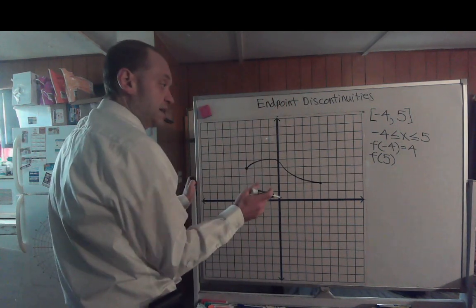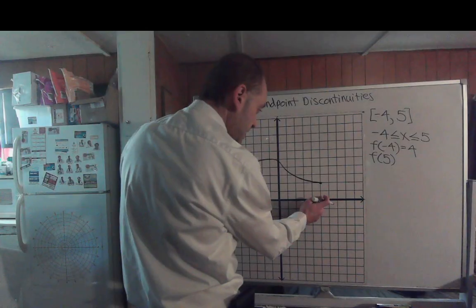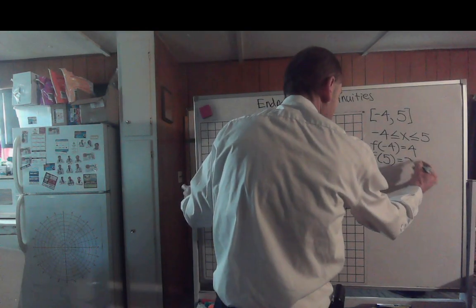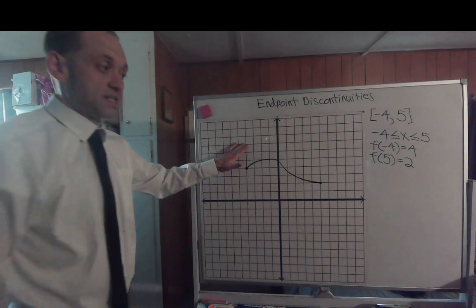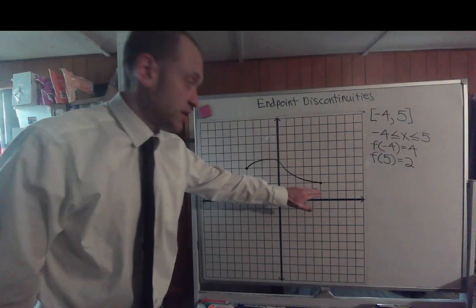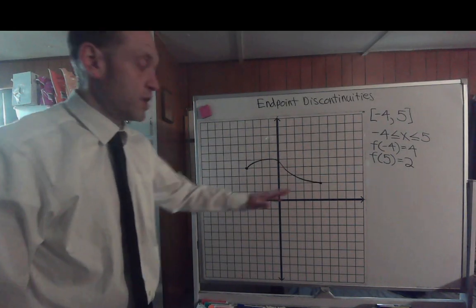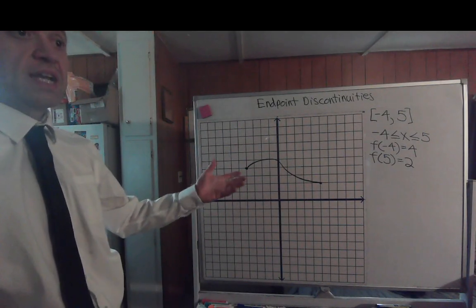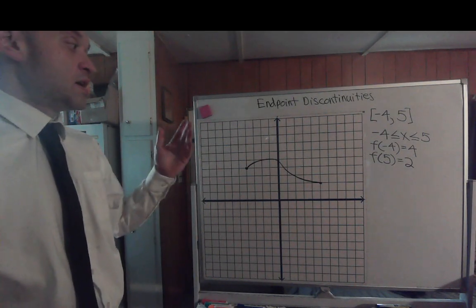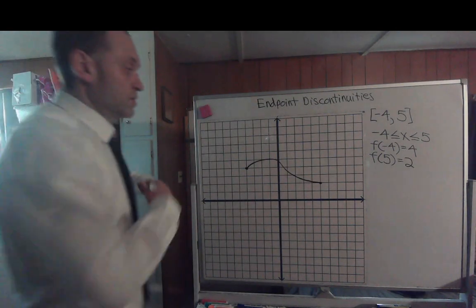At f of positive 5, I get a y value of 2, so f of 5 is going to equal 2. So with endpoint discontinuities, at those particular endpoints, and of course any point in between, you can take the value of that function and actually get an answer. But where it gets interesting are your limits.